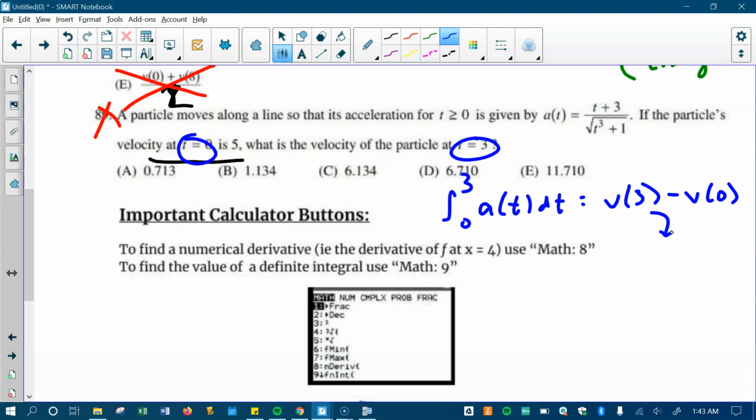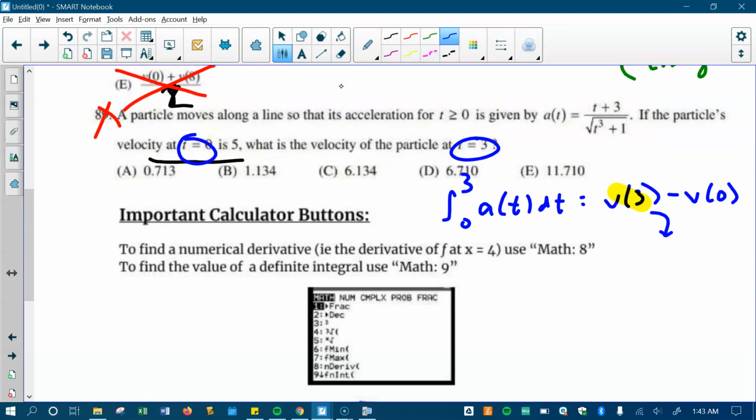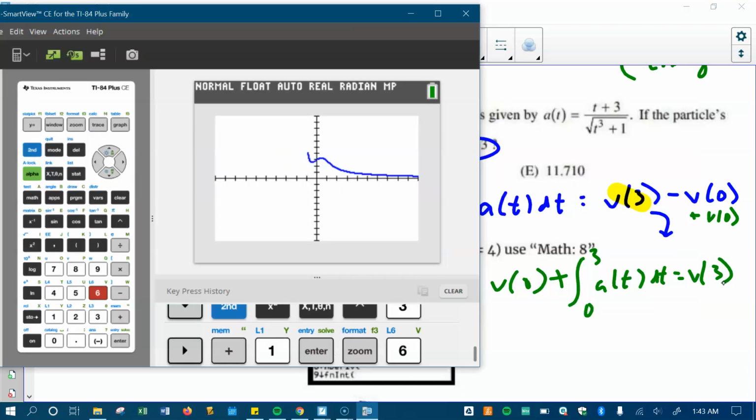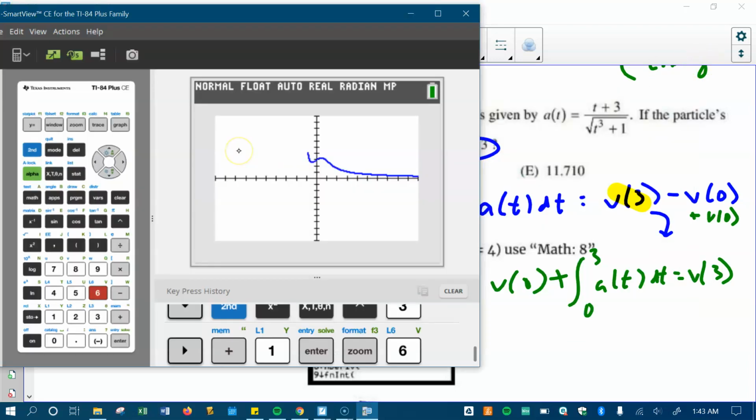But if I want to solve for v of 3, because v of 3 is what I really actually want, then what I can do is add that initial velocity value over, and I can now get v of 0 plus the integral from 0 to 3 of a of t dt is equal to v of 3, which is kind of what I want. So to do this on the calculator, v of 0 was 5. That was your initial velocity.